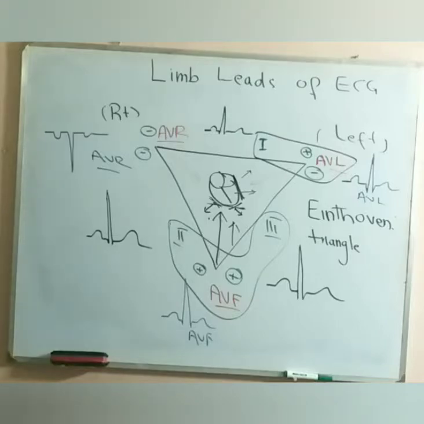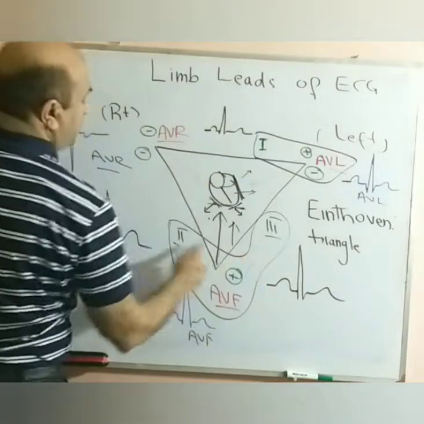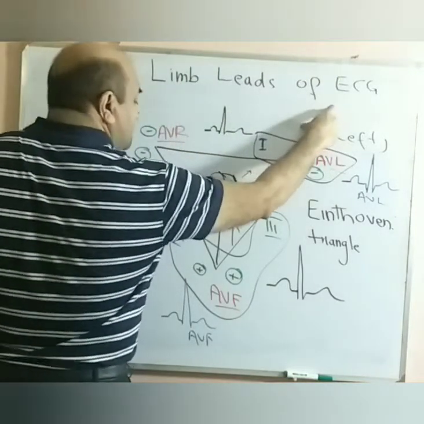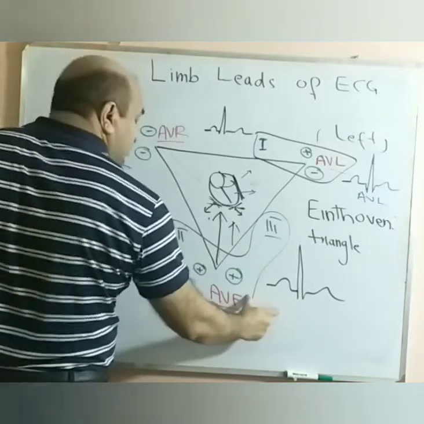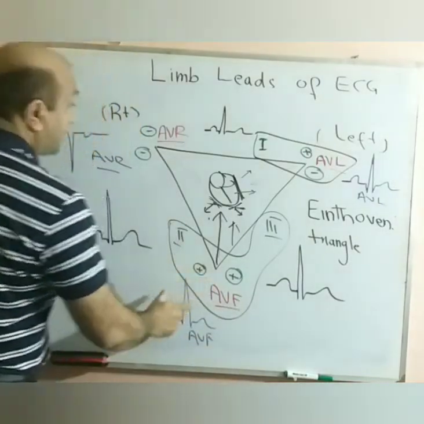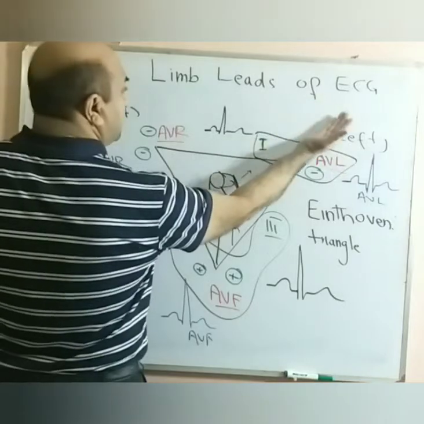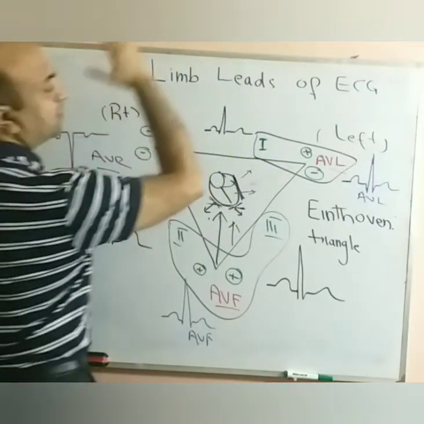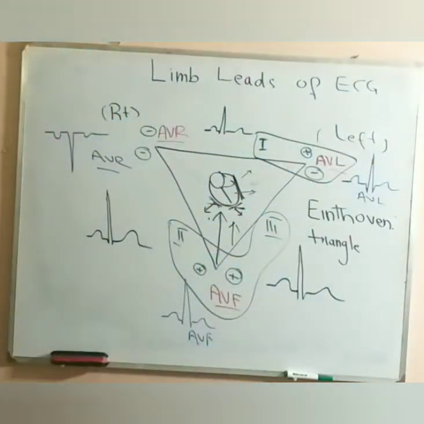We actually remember the mnemonic, read your good book. On the right arm we place red, on the left arm we place yellow, on the left foot we place green, and on the right foot we place black. So someone has made an error and placed the yellow electrode on the right arm and the red electrode on the left arm. In that case, AVR will become positive. So AVR's importance is very significant when you are to check the position or the malposition of the limb leads.